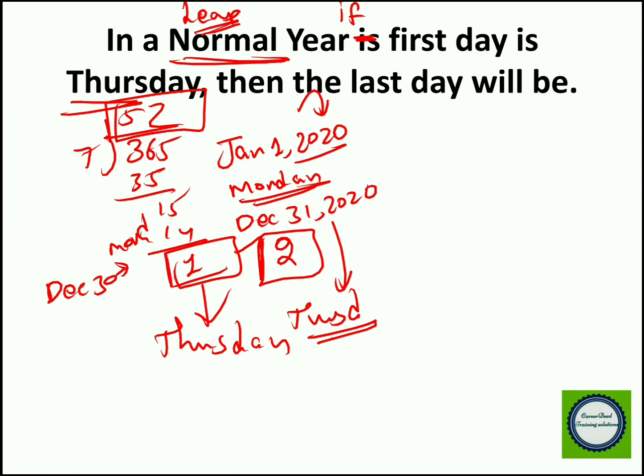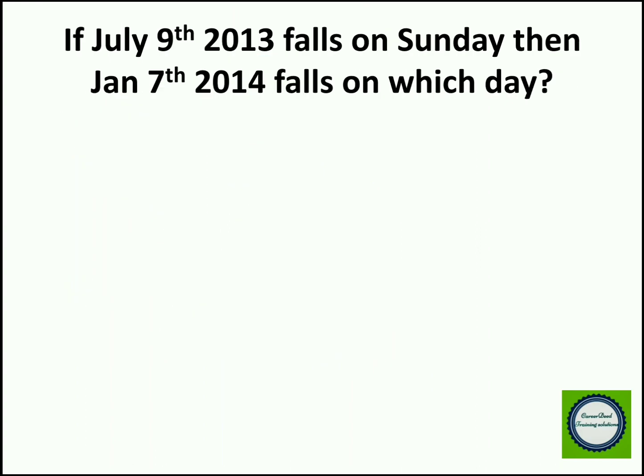Now moving to question number 4. If July 9th 2013 falls on Sunday, then Jan 7th 2014 falls on which day? So here we have to use the odd day concept for each month, because here you don't have a cycle or a particular structure like 365 days, 366 days. So here you have to calculate odd days for each month.